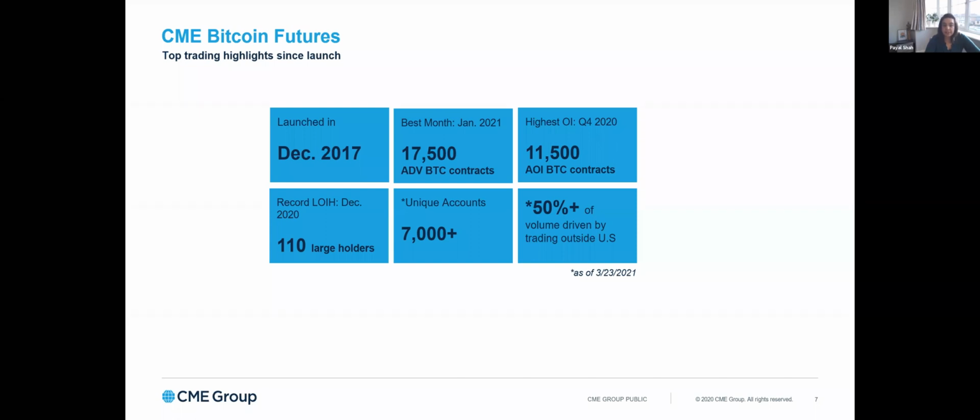unique clients trading. The appeal is both from a domestic US perspective as well as international, with 50% of volume for Bitcoin coming in before the US market open. So really, all of this is to say that we're seeing growing ADV, growing OI, growing large open interest holders, and all of these signs point to a robust futures market, and we're hoping to build the same for Ether. So I'll pause there, and probably a good time to maybe take some questions.